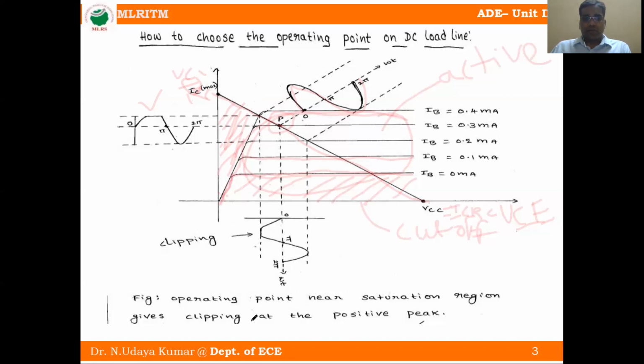Okay. So operating point nearer to the saturation region gives the clipping at the positive peak. Positive peak is clipped here. Positive peak is clipped here. Here also positive peak is clipped. Okay. So this is one case. We will see the other case.